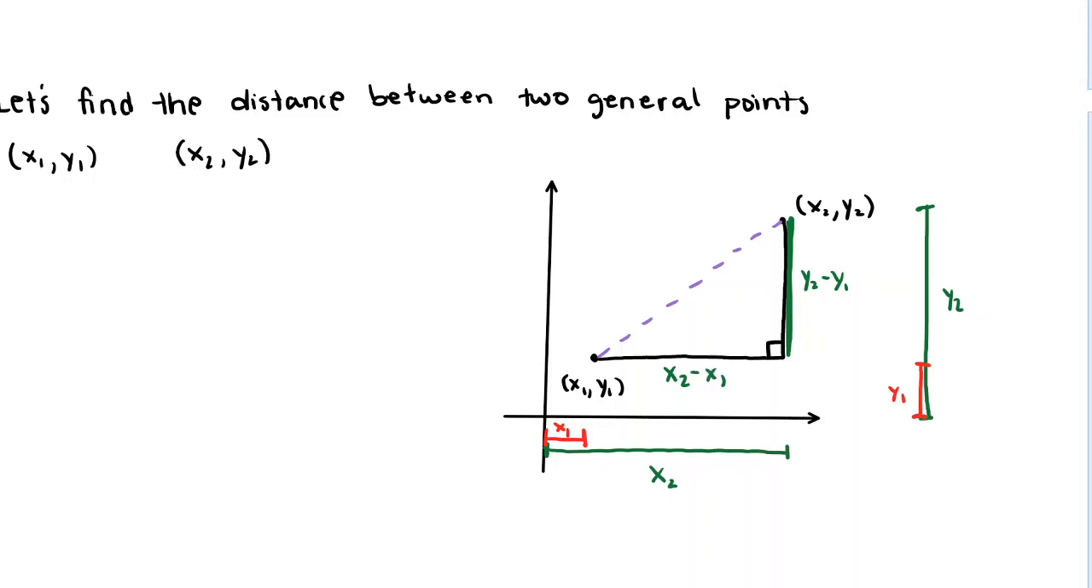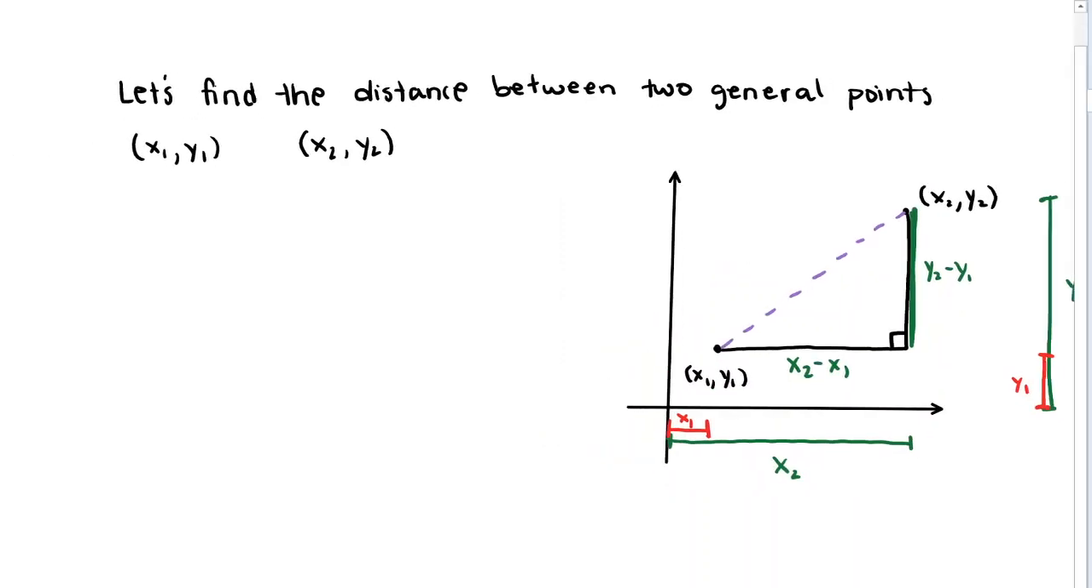And now we know that we can apply the Pythagorean theorem to get our distance. So the side length of the hypotenuse, which is the distance, when we square it, we get the sum of the squares of the leg lengths. One leg length squared is x2 minus x1 squared. The square of the other leg length is y2 minus y1 squared. And when we add those together, we get our distance squared.